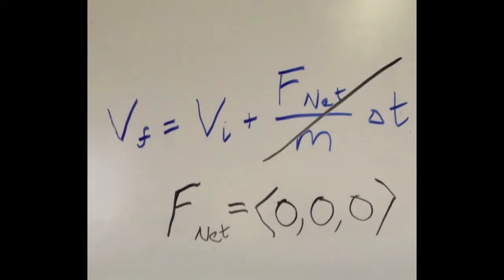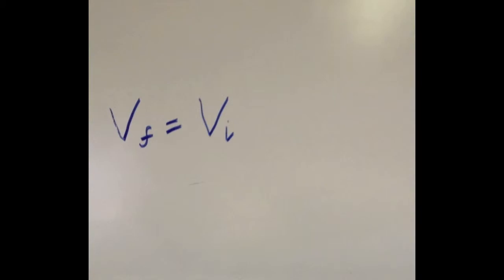Thus, the equation simplifies so that the initial velocity is equal to the final velocity. This is why our pool ball should remain at a constant velocity. Let's get empirical evidence to support our assertions.